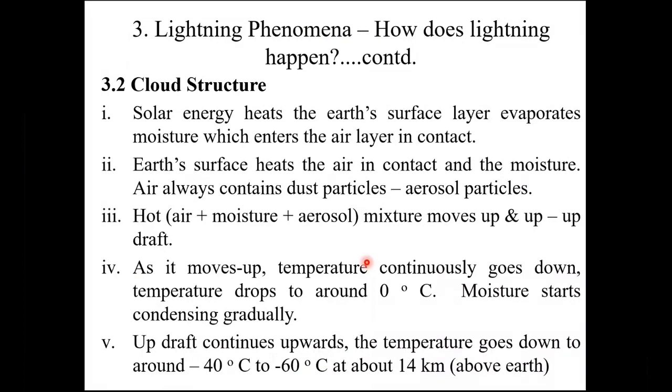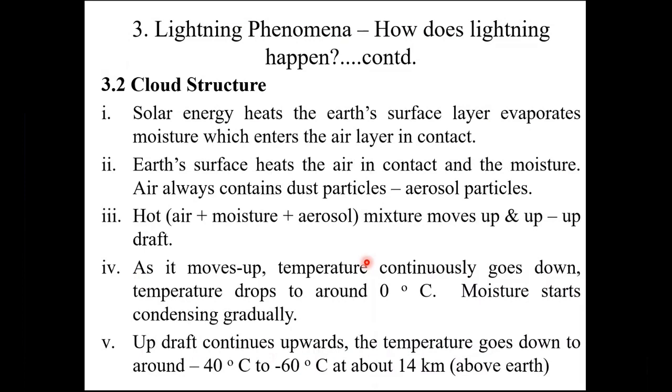The solar energy heats the Earth's surface layer. It evaporates the moisture from the Earth's surface, and this moisture enters the air layer in contact with the Earth's surface. So we have got moisturized air in contact with the Earth's surface. Now the Earth's surface also heats up the air in contact, and of course the moisture inside that air. Therefore, now we have got air plus moisture which is hotter than the upper regions.